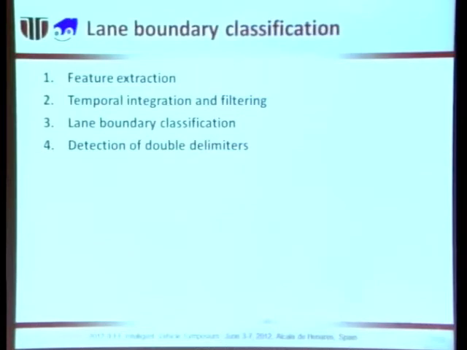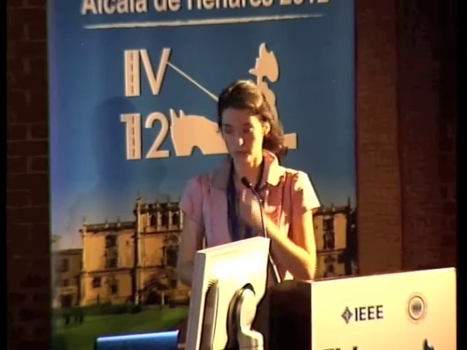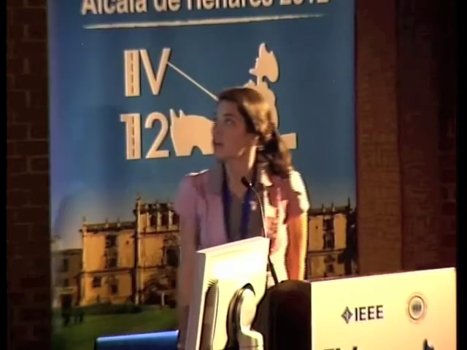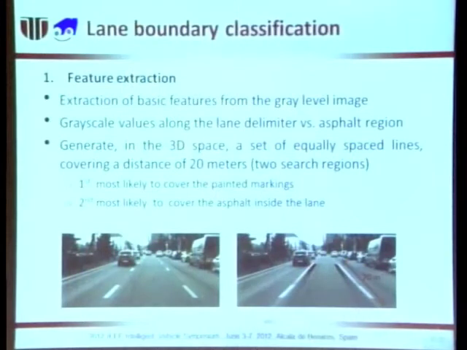So the first objective, lane boundary classification, is composed of the following 4 steps: the feature extraction, the temporal integration and filtering, the lane boundary classification, and detection of double delimiters. The first step is to extract from the gray level image the features that we will use in the classification. We are interested in the grayscale values along the lane delimiter and their relationship with the immediate asphalt region.